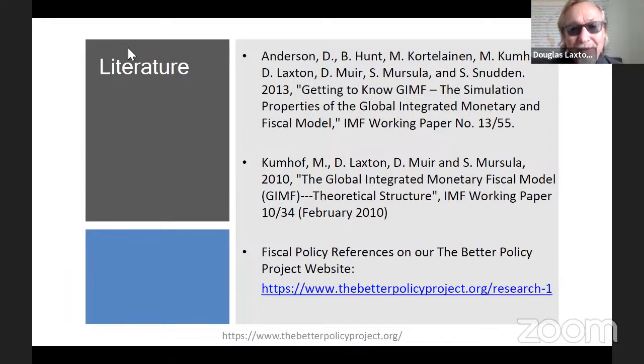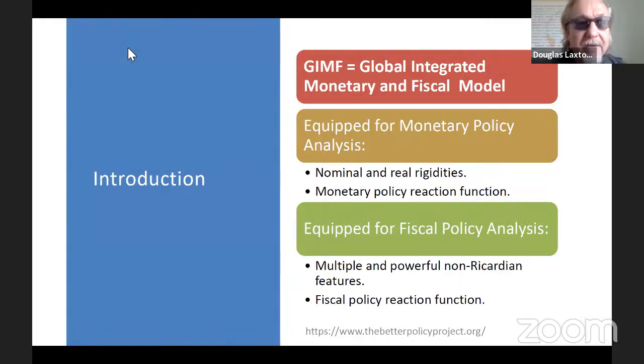Okay, so now the theoretical structure of the model is in this 2010 working paper. As we're going to see, it's done in discrete time, and as a result of that, the equations are not very elegant and particularly intuitive. But I'll go through them as best I can. You can also go onto the Better Policy Project website, and there'll be a list of research. Okay, so what does GIMF stand for? G for global, I for integrated, and M and F for monetary and fiscal model.